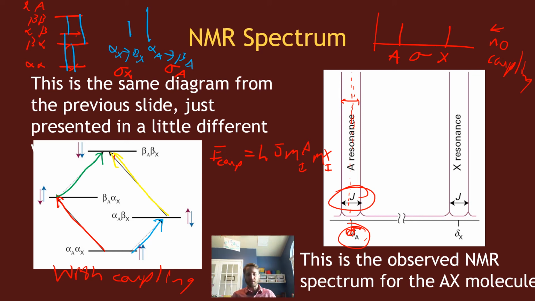So for two nuclei to couple together, there will need to be a close contact between those two nuclei. So the two nuclei have to be locally close together in space for there to be this coupling.